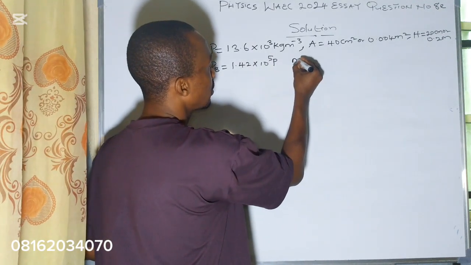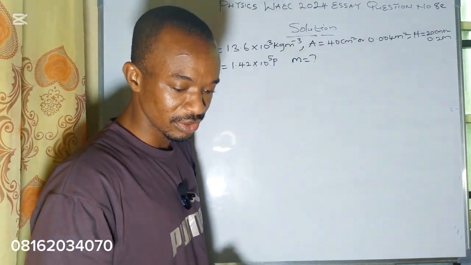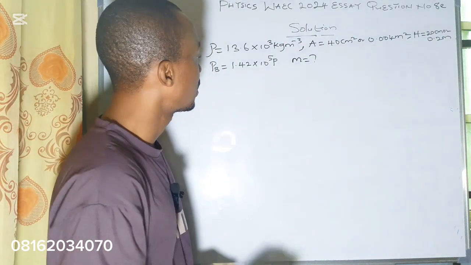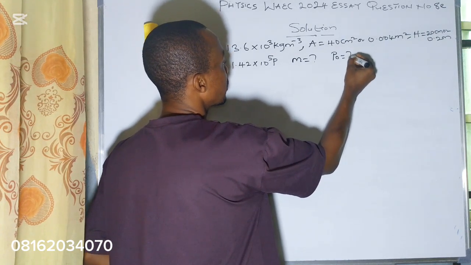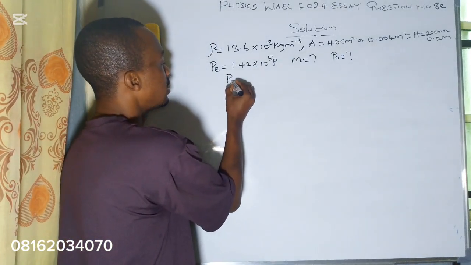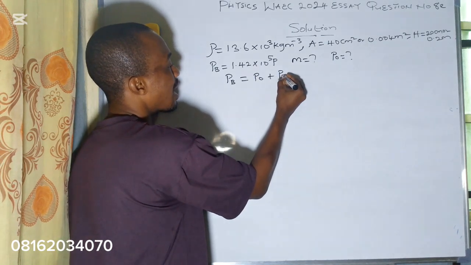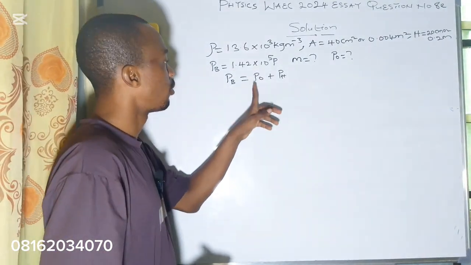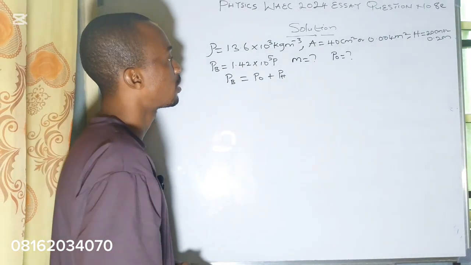That means the first thing we are going to calculate is the mass of mercury in the container. And the second thing we are going to calculate is the pressure exerted at the surface. Let's call this one P naught, the pressure at the surface. Now, pressure at the base will be equal to pressure at the surface plus pressure due to the height of the mercury.